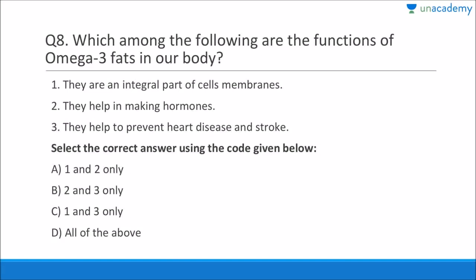Question number 8. Which among the following are the function of omega 3 fats in our body? They are an integral part of cell membrane. So this statement is correct. They help in making hormones. So this is also correct. They help to prevent heart disease and stroke. So that is also correct.